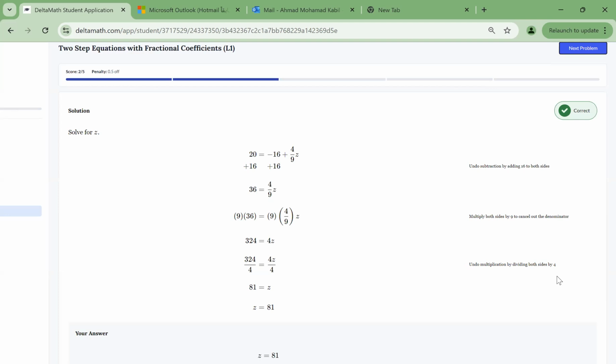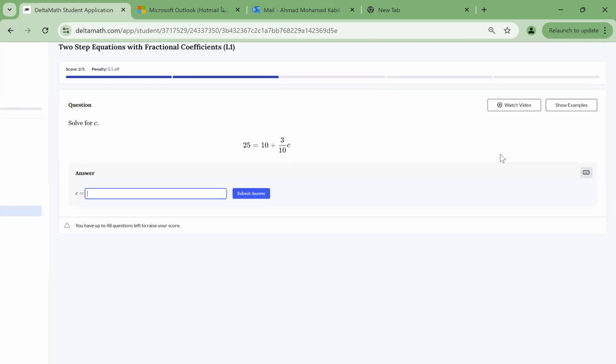So this is correct. Let's do a third example here. We have 25 equals 10 plus 3 over 10c. We will take the 10 to the left first. We have 25 minus 10 equals 3 over 10c. So 25 minus 10 gives us 15. This is equal to 3 over 10c.